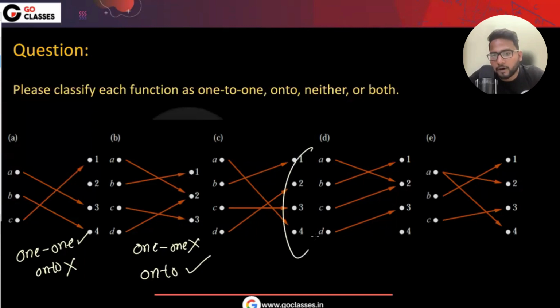Tell me, are you leaving out anything? No. So that's why it is onto. Is this one-to-one? I think everyone is mapping to just a single element, right? This is one-to-one. So from here you can see there is only one incoming arrow.